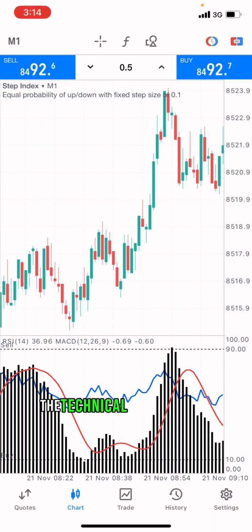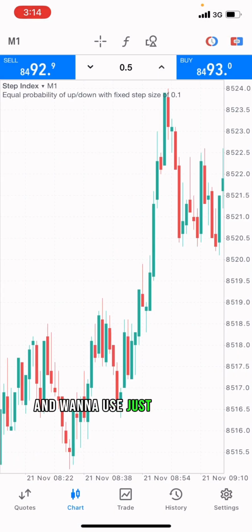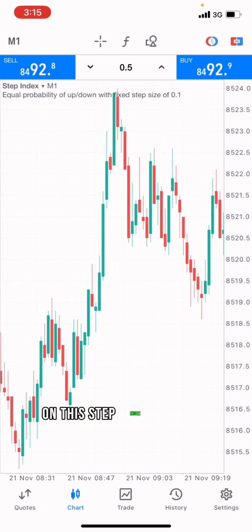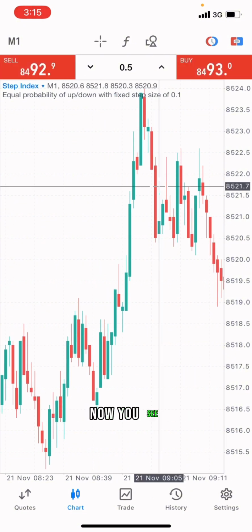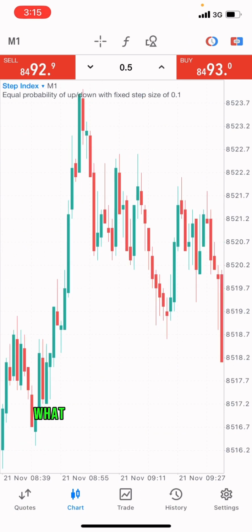All right, so if you want to trade the step index without using indicators like this, you just want to use technical analysis alone, what you have to do is to remove the indicators. Okay, you clear all the indicators, and we're going to use just technical analysis on the step index strategy. Now you see here is the resistance and here is the support.